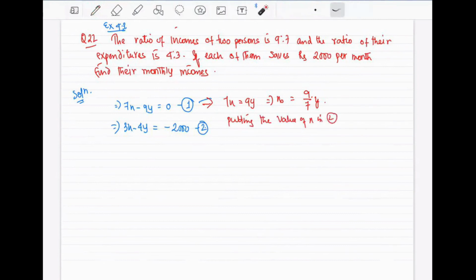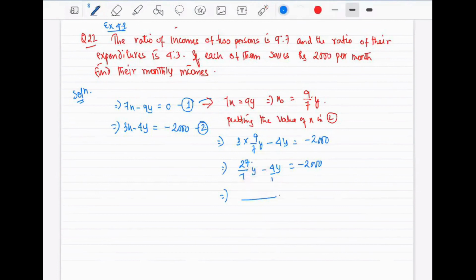Putting the value of x in equation number 2, this x will be replaced with 9/7y. So what will it look like? 3 into 9/7y minus 4y is equal to minus 2000. Numerator multiplication, 27/7y minus 4y is equal to minus 2000. There is one denominator here, so do a little bit of cross multiplication. 7 ones are 7. 27y minus 4y times 7, which is 28y, is equal to minus 2000. Minus y by 7 is equal to minus 2000.